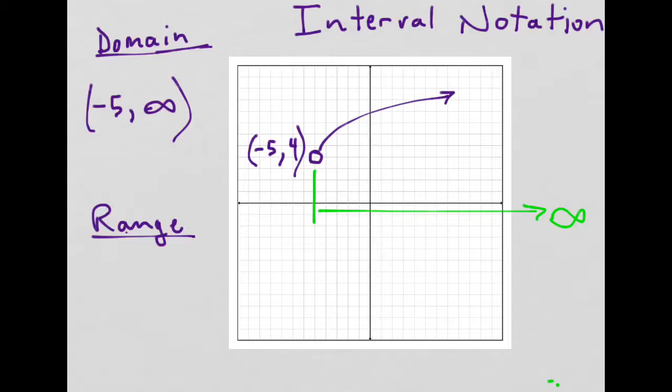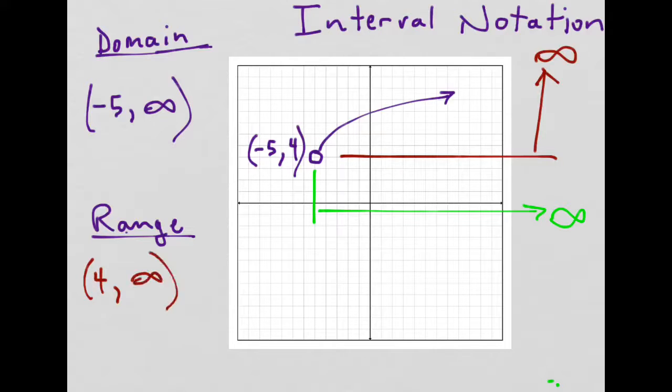And then for the range, I'm starting at the lowest y value and I'm going to infinity in the y direction. So once again, there's a hole, so I'm going to start at, let's see, the y value is 4. Highest y value would be positive infinity. So that's how you would do it for that graph. Let's do one more graph.